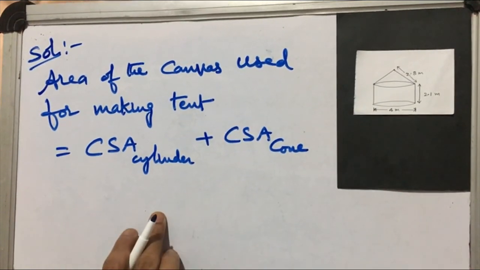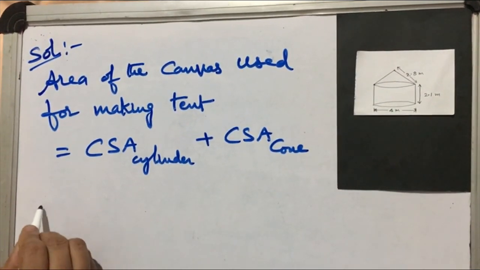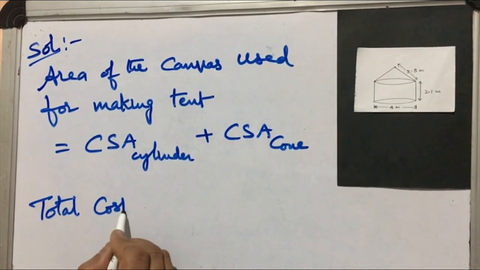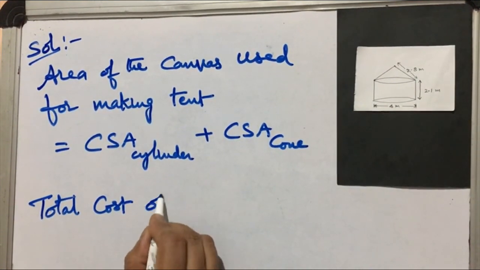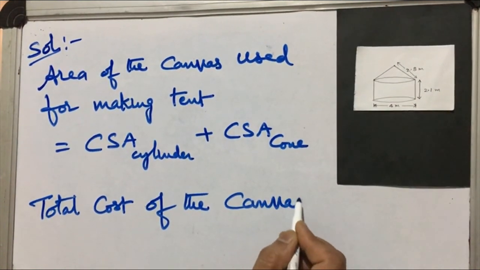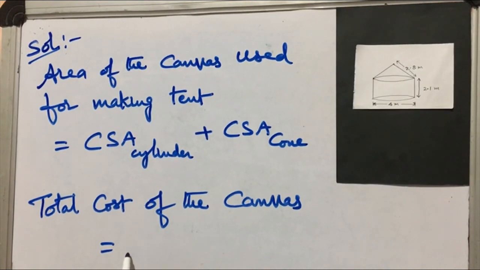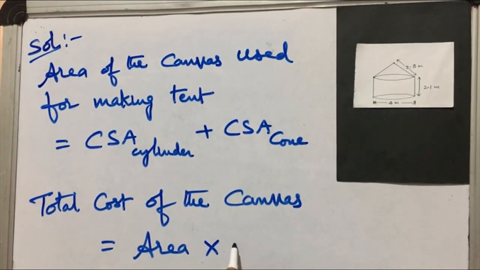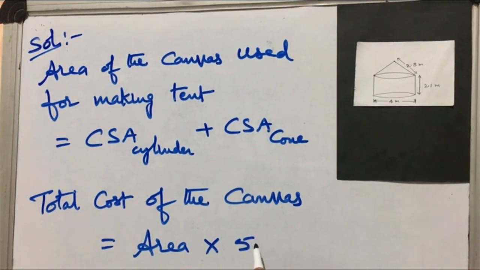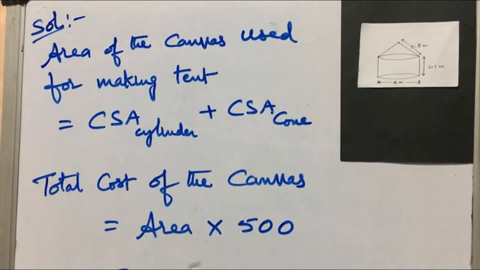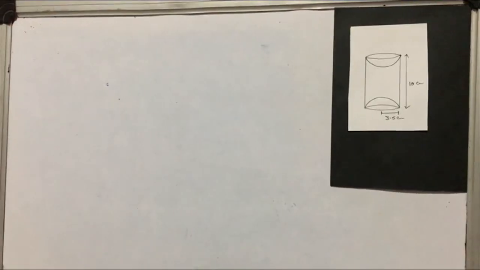After finding this area of the canvas cloth, to find the total cost of the canvas, you have to multiply this area by what is given here: the cost of the canvas cloth, 500 rupees per square meter. This into 500 gives the total cost of the canvas.